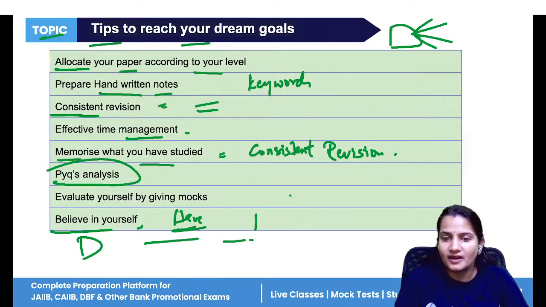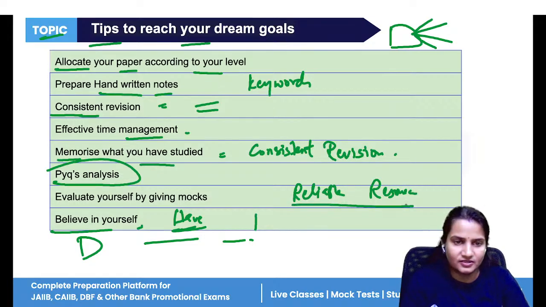And just rely on reliable resources. If you have faith in Oliveboard, then watch all the sessions of Oliveboard on this resource. Don't go here and there in search of more and more resources. Otherwise, you have limited time, and in that limited time you have to complete a lot: 4, 5 papers are there, and in every paper you will see 25 to 30 units.